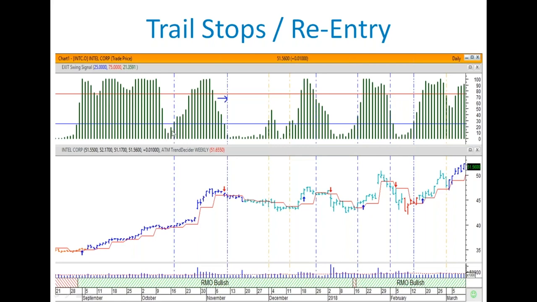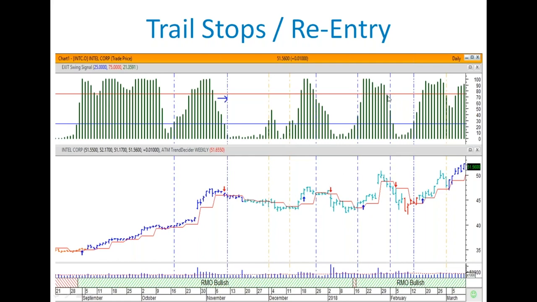So every time the exit swing indicator rotates down below 75 and you break the weekly level, that's another good signal that maybe the market's going to get some kind of a correction. So you get out, and since the RMO is bullish, you may say, if I get a little drop, I want to buy back in, right? Or you come back when it rotates back above the blue line and you cross the weekly, that's a good time to get in. So a lot of strategy.